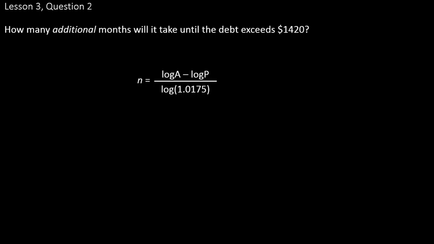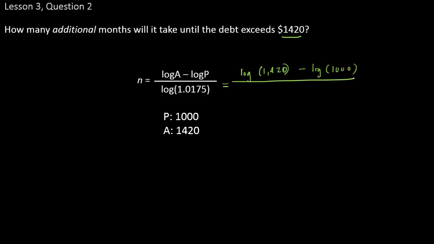Now, the next question asks how many additional months will it take until the debt exceeds 1,420? Well, we're given the same equation. P in this case is still 1,000, that's still the original amount of our debt, but this time they're asking us about a different total debt amount. In this case it's 1,420, so that's our new A. But we'll still evaluate the same way. We'll still plug in, we'll have log of 1,420 minus log of 1,000 over log of 1.0175.